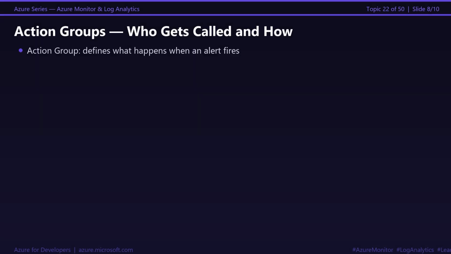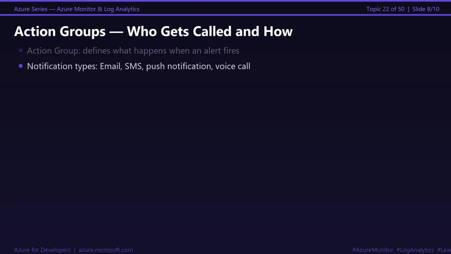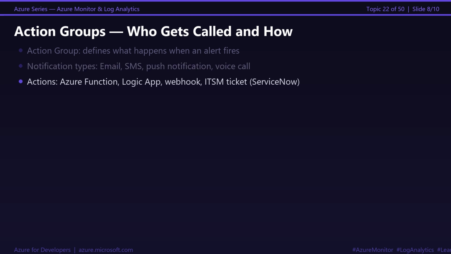The pattern I recommend for every production system. Severity 0 and 1, page the on-call via PagerDuty webhook, wake someone up. Severity 2, email the team and create a ticket. Severity 3 and 4, log to a Slack channel for next morning review. Match the severity to the action. Not every alert deserves a 3 a.m. phone call. But the right ones absolutely do.